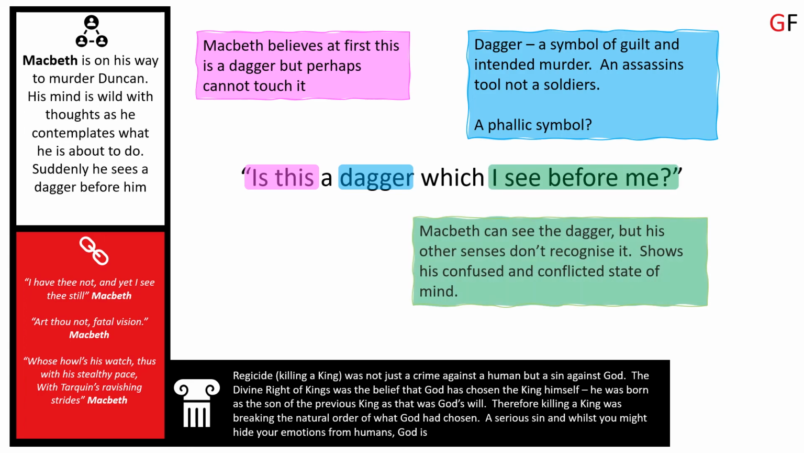So is this a dagger which I see before me? As I've mentioned already, Macbeth can see the dagger, but his other senses don't recognise it. And this really shows his confused and conflicted state of mind. He's on his way to murder Duncan. He will do it, but it doesn't stop him having all those nervous doubts all the way through that we've seen before. And again, in the context box, we can see why that is and why the act of regicide, the act of killing a king, is just so dishonourable in Jacobean society, in the context box there at the bottom.